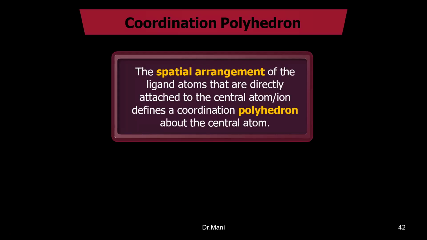So next one, coordination polyhedron. It's nothing but the spatial arrangement of ligands. Atoms that are directly attached to the central atom define a coordination polyhedron. That means there are different polyhedrons. If I show you an image, you will understand. One is octahedral, one is square planar. These are the common ones, which are mostly seen. And there is tetrahedral.